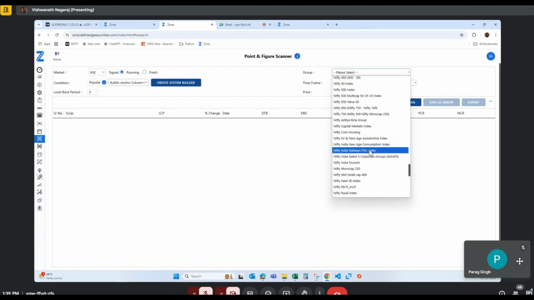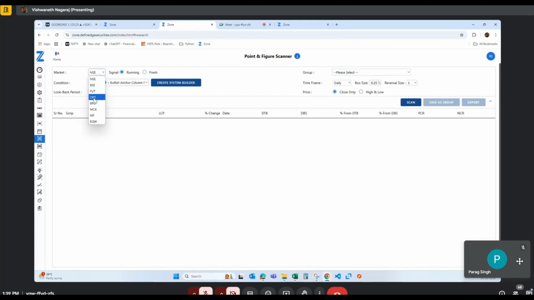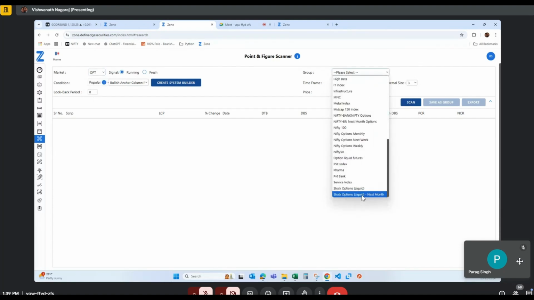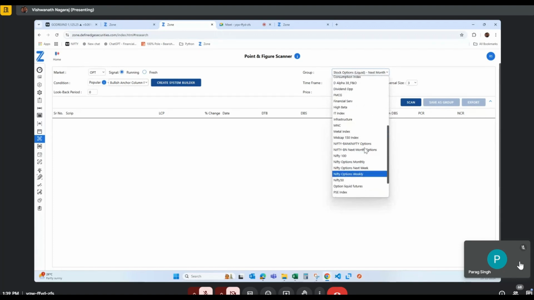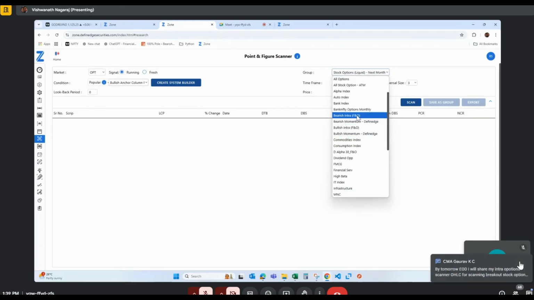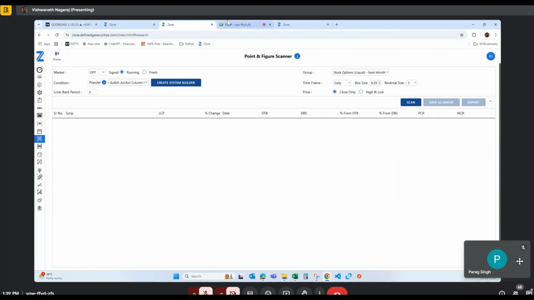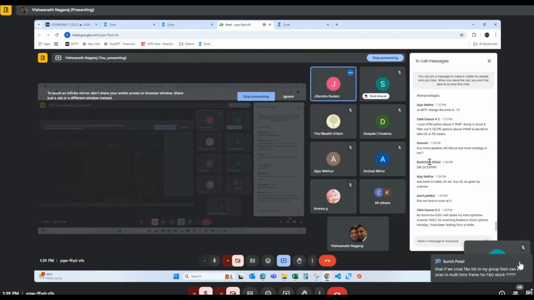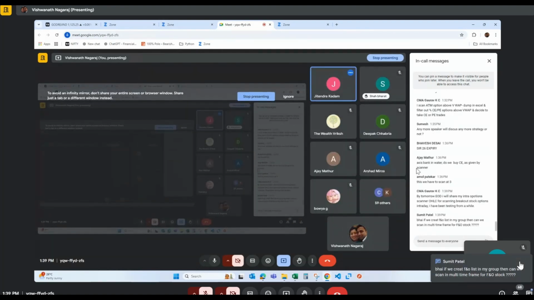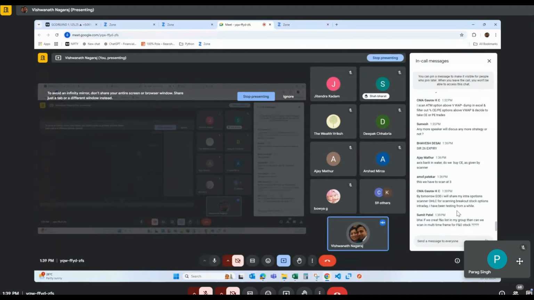Somebody was saying this is 26th, but what you can do is you can go to the last tab, stock options liquid next month, and run it separately, or you can run Nifty Bank Nifty options next month. So you have to run 2 scanners. You will get next month options as well. Yes. Got it. Thank you very much. Then when can we scan multi-time frame for FNO stocks? Yes, we can.